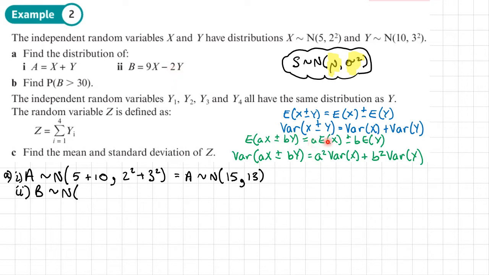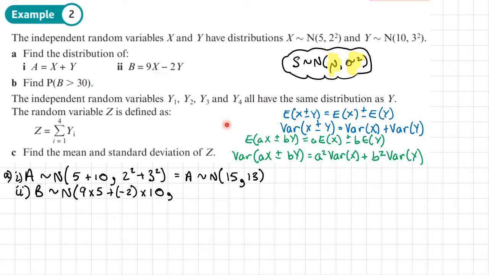So we want to do A times the mean of X. So 9 times the mean of X, which is 5, plus, because that's what the rule says down here, B times the mean of Y. So B is going to be negative 2, and it's going to be negative 2 times 10. So plus negative 2 times 10. So that's going to give us the mean.